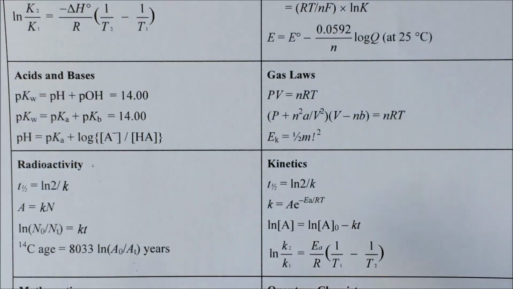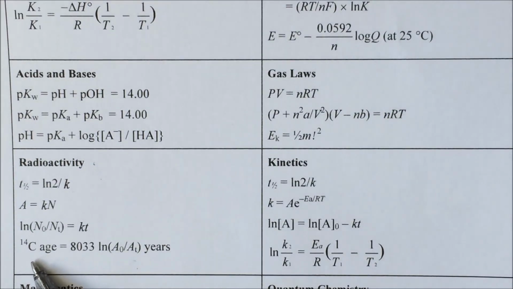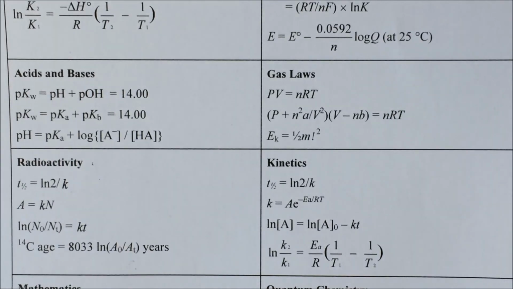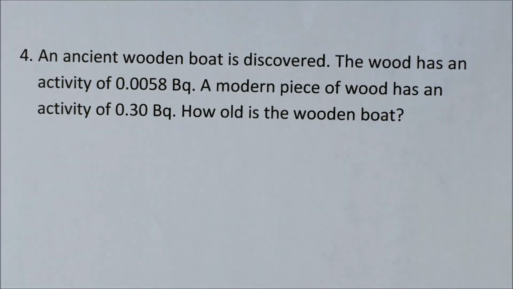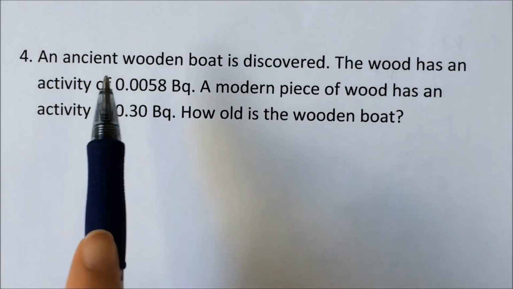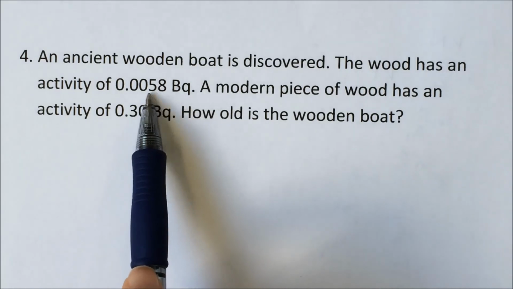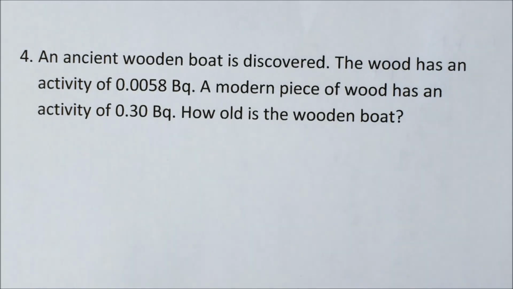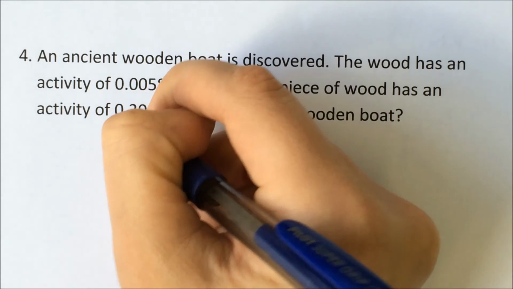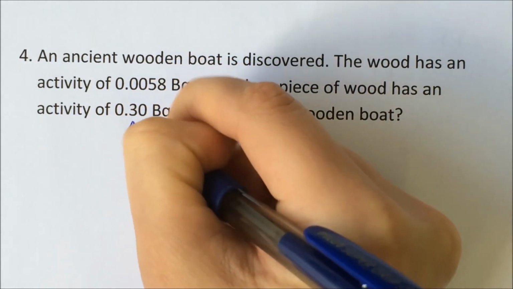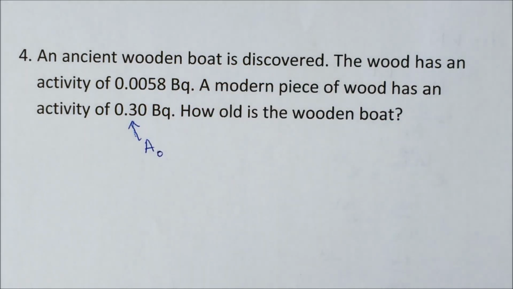The last equation that we're going to look at is an equation for calculating the radiocarbon age. This is just a specific application of the previous equation. So the question we're going to look at asks us to calculate the radiocarbon age for an ancient wooden boat. The pieces of data that we're given are the activity of the ancient boat, and the activity of a modern piece of wood. Now, the important thing to remember in these questions is that the activity of the modern sample is our A0. This is the activity of the carbon-14 before it has begun to decay.